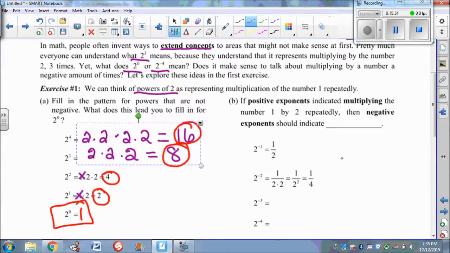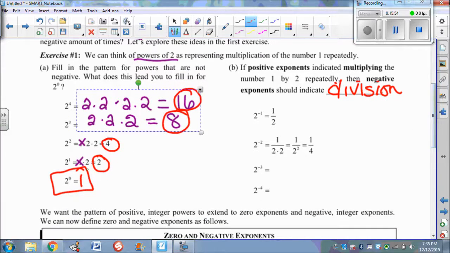So it says if positive exponents indicate multiplying the number 1 by 2 repeatedly, then negative exponents should indicate division. So if we continued that pattern, we stopped at 2 to the 0 and we got 1. So then what does 2 to the negative 1 equal? Divide the previous number by 2. We get 1/2. So then 2 to the negative 2, divide that 1/2 by 2, or take half of 1/2, and that gets you to 1/4.